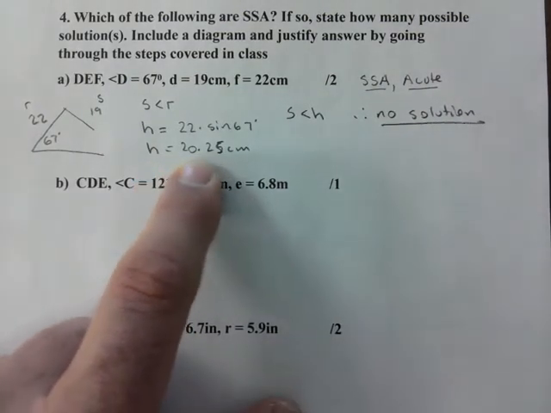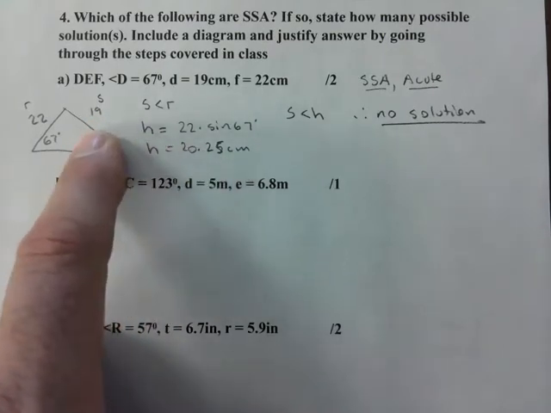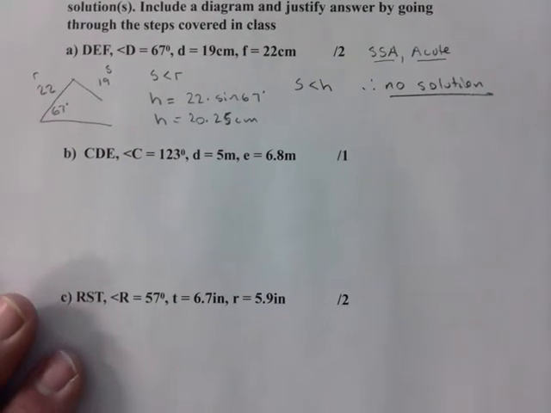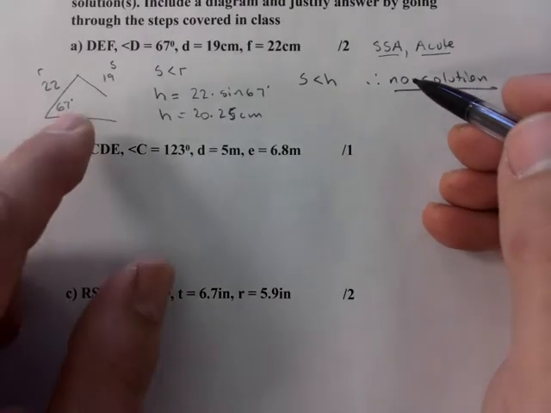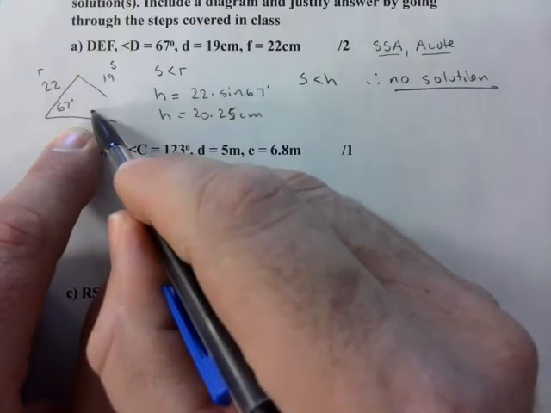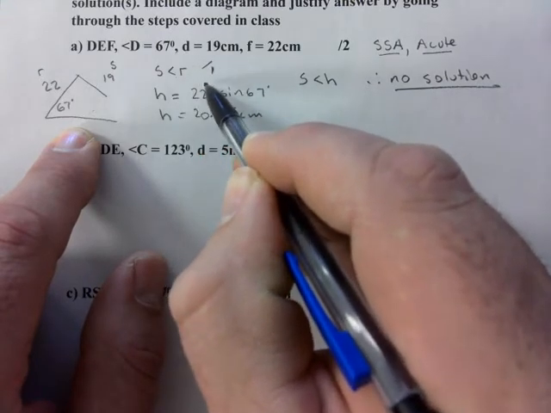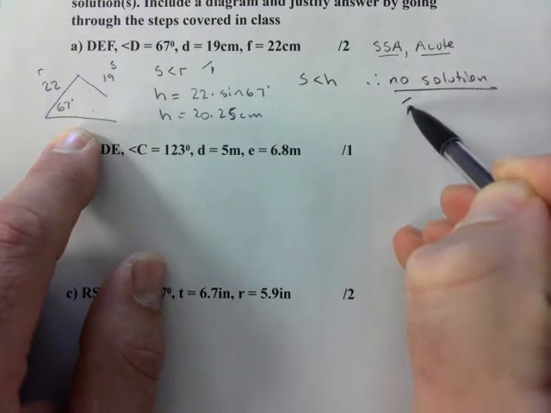Because the string is 19, you need at least a 20.25 to actually close that gap, so you can't do that. No solution. So I'm going to give you one mark if you have your diagram and you get to this point, and then I give you another mark by finding the height and coming up with no solution.